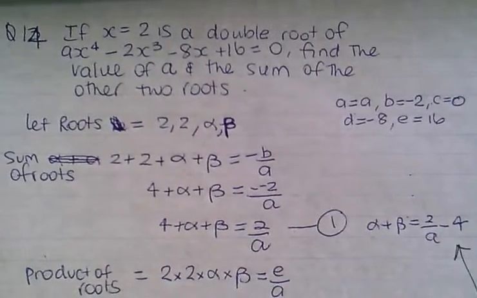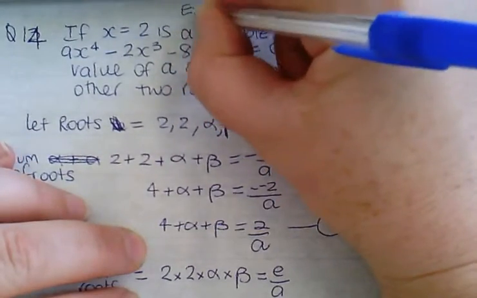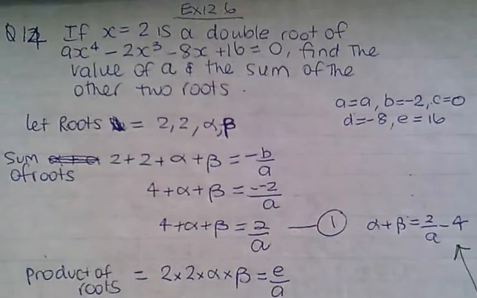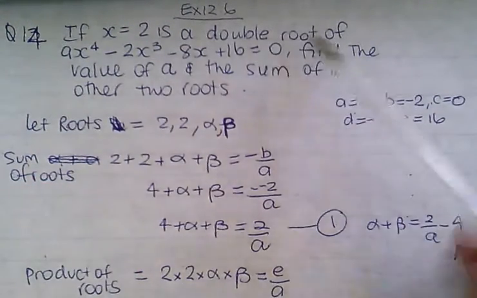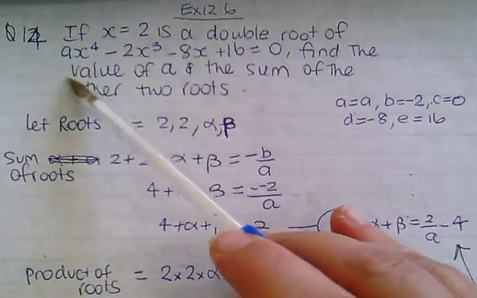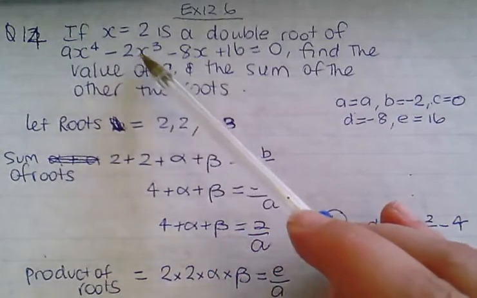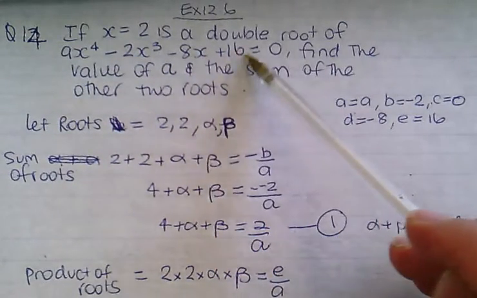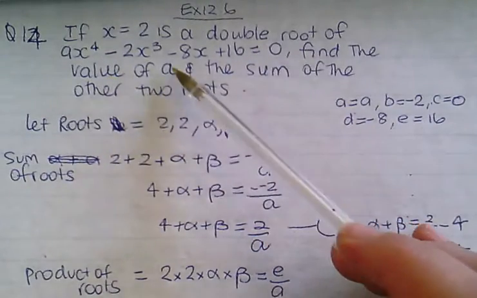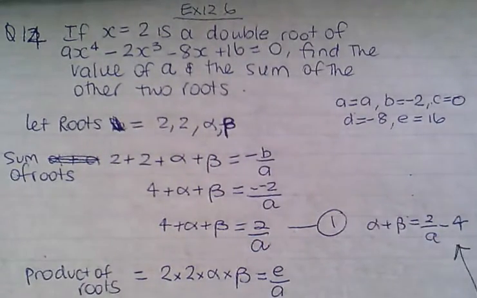Exercise 12.6, question 14. Just some homework problems here. If x equals 2 is a double root of this polynomial, ax to the power of 4 minus 2x cubed minus 8x plus 16 equals 0, find the value of a and the sum of the other two roots.